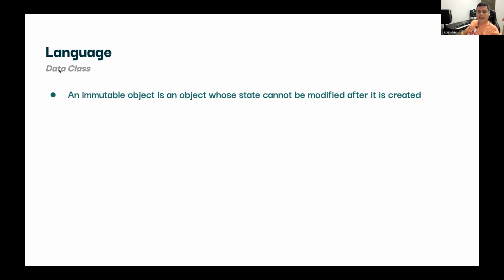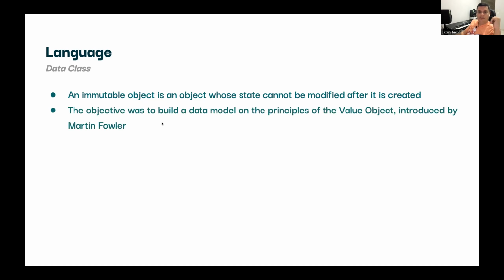So let's go to the language. Ruby is not changing much, to be honest. You can't expect any big change in Ruby in the next year, I believe. They introduced the Data class. An immutable object is an object whose state cannot be modified after it's created. So it is a class with immutable attributes. The objective was to build a data model on the principles of the value object introduced by Martin Fowler.